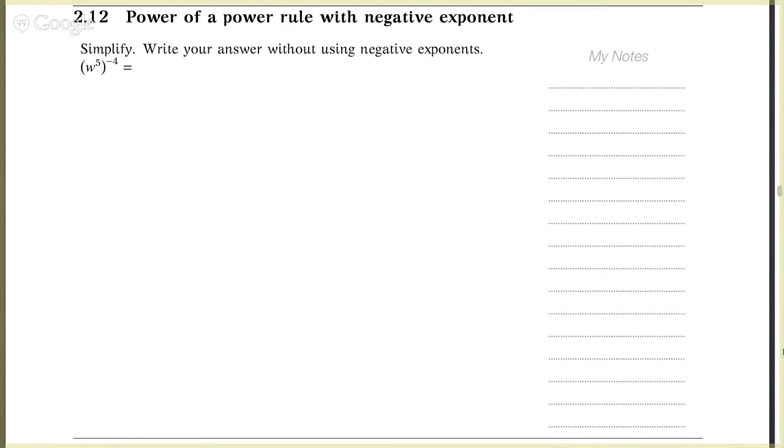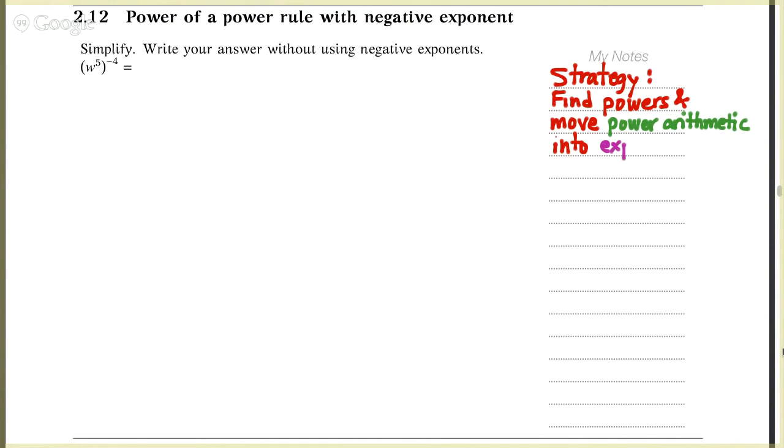If I want to raise, in this example, w to the fifth to the power -4, then what should I do with the exponents instead? How do we trade the arithmetic of powers for an arithmetic operation in the exponent instead? So the strategy here, as usual, is going to be to find the powers. Where are they? And then to move the power arithmetic that we want into exponent arithmetic instead.